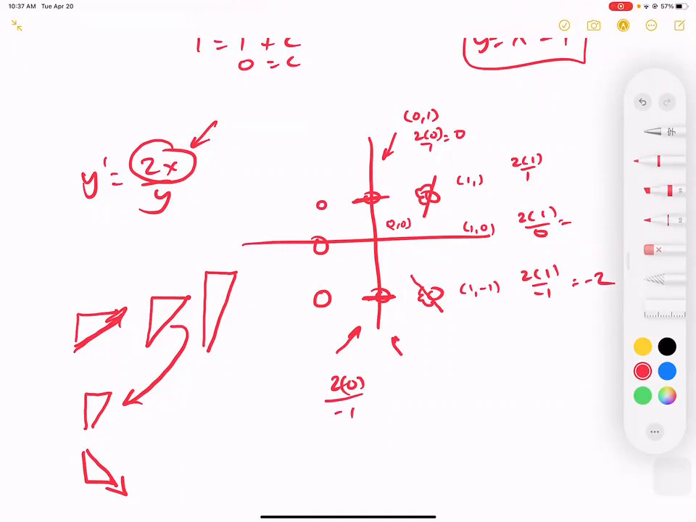Then if I do negative 1 comma 1 and plug that in, that's going to be negative 2 over 1, which is negative 2. So negative 1, negative 2 over 1. If I plug in negative 1 comma 0, that's going to be undefined again. And negative 1 comma negative 1 gives me negative 2 times negative 1 over negative 1, which is a positive 2. So you have 1, 2 over 1. And that's our basic way of drawing a slope field.